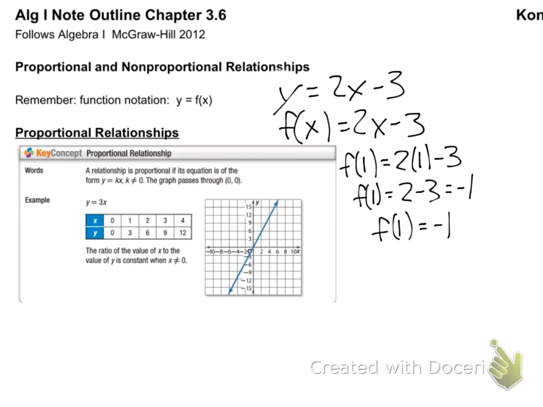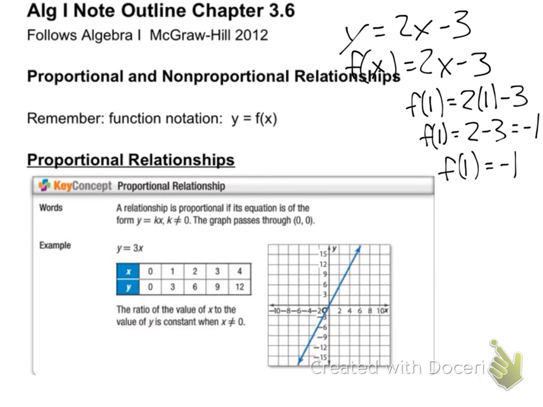Now, the rest of it is talking about proportional relationships. I guess that's a little small on the screen. Let me pause it and see if I can make this work for us. Okay, I made it a little bit larger here for us to see. Basically, what we can say is that a relationship is proportional if its equation is in the form of y equals kx.